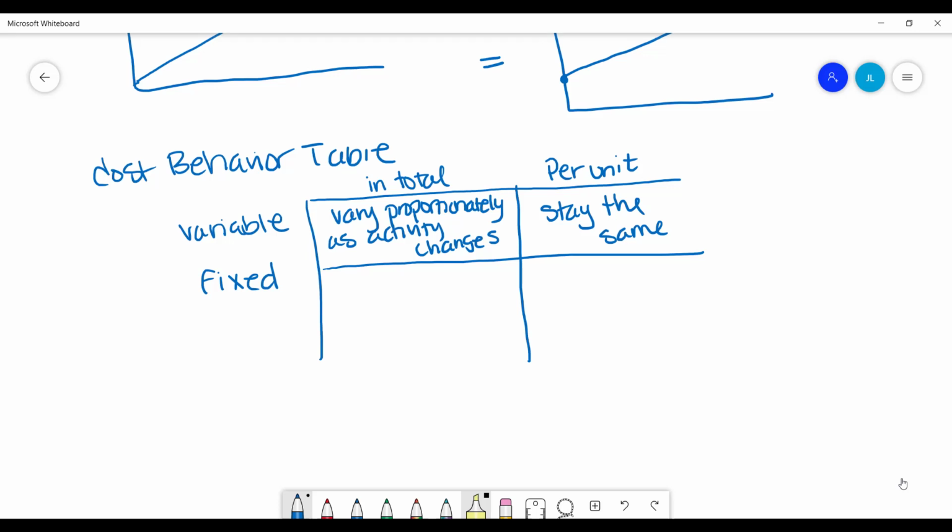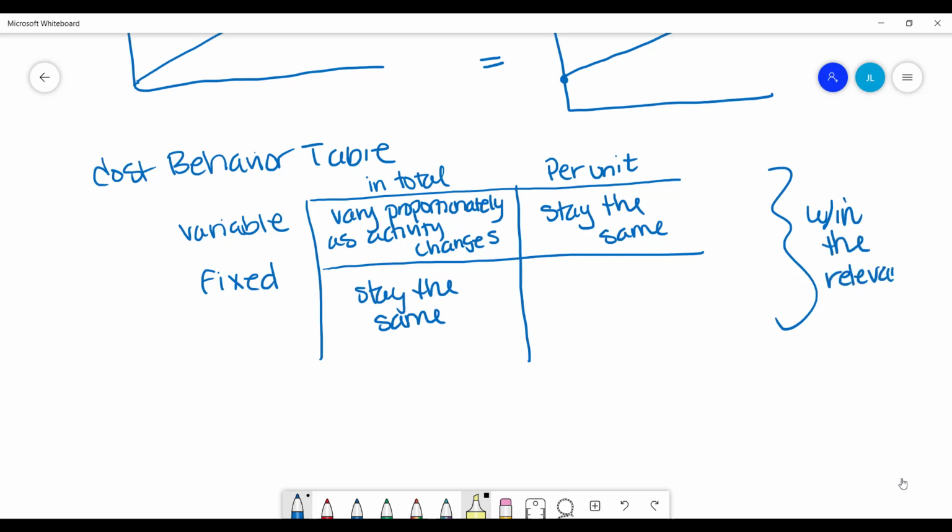But what about fixed costs in total? Remember, they stay the same. But they stay the same what? Stay the same within the relevant range of activity. And what about fixed cost per unit? Okay, fixed costs per unit vary inversely as activity changes. So as activity goes up, the fixed cost per unit goes down, but as activity goes down, the fixed cost per unit we can expect to go up.